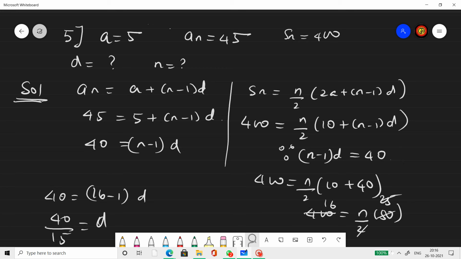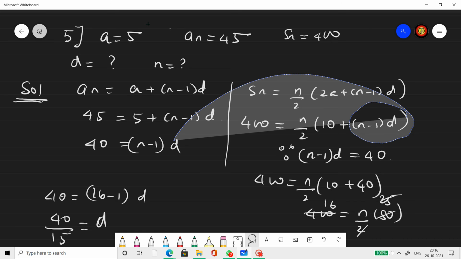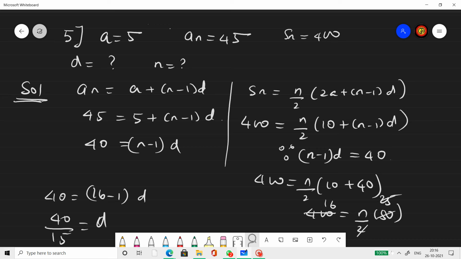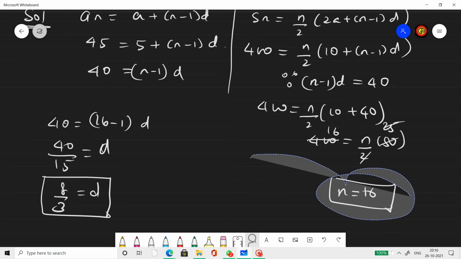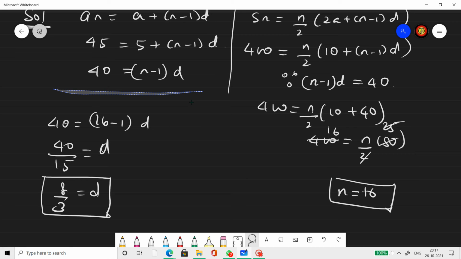So simplified that. So you come to this point. Now n minus 1 into d value, we got it as 40. So let's substitute that. So then it is easy, just n is missing. So 10 plus 40 is 50. 50 and 2 cancels, 25 times. 25 and 400 cancels 16 times. So n is 16. So once n is 16, next is to find d. So go for this relationship between n and d. 40 equals 16 minus 1 into d. So d equals 8 by 3.